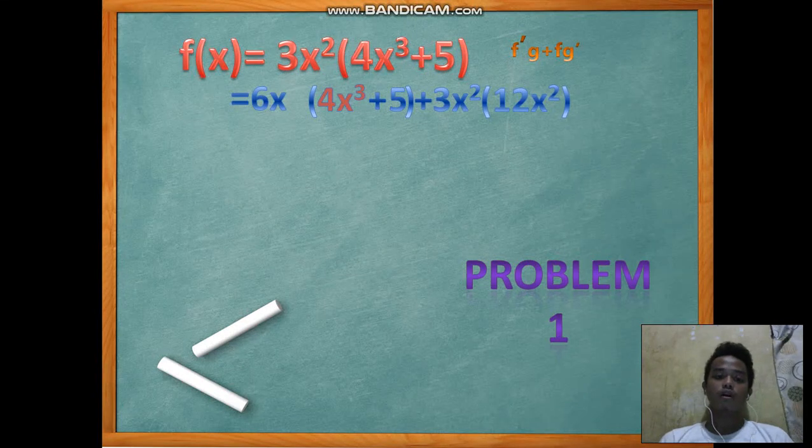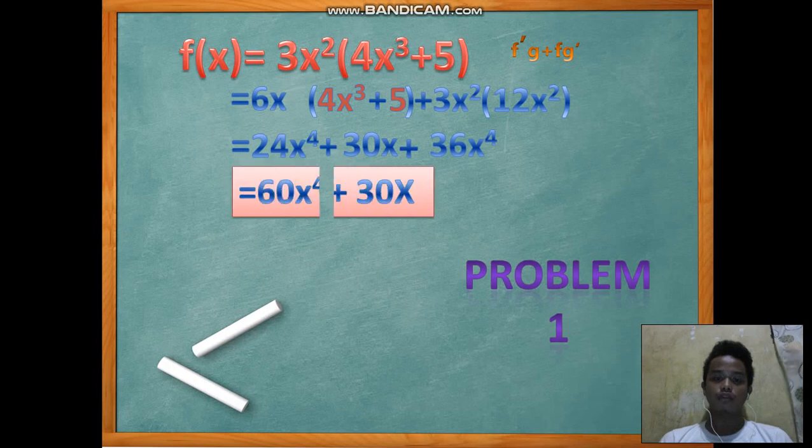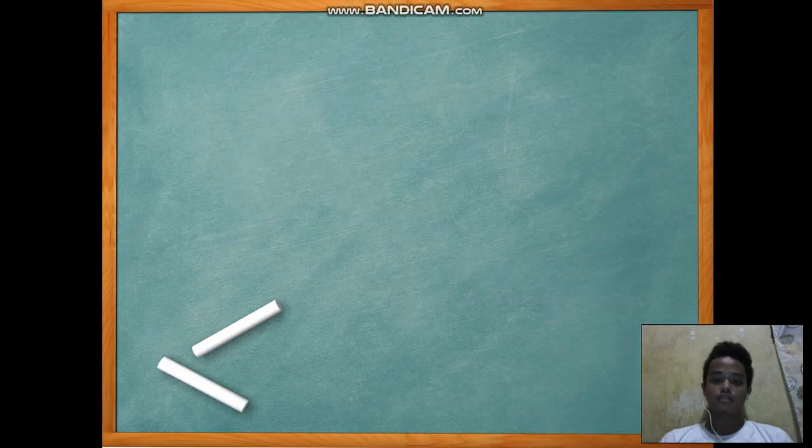Then from here on, we multiply the 6x to the 4x cubed, and we arrive at the answer of 24x to the fourth plus 30x. Then do not forget the plus sign, then 3x squared times 12x squared is 36x to the fourth, and we have now the final answer of 60x to the fourth plus 30x.